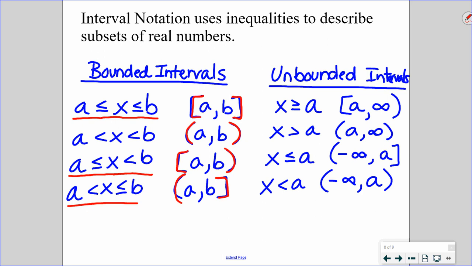You guys probably remember when you were graphing inequalities, like if I were graphing this first inequality on a number line, remember how you would use closed circles for less than or equal to? Same idea. Closed circles coincide with brackets. Open circles coincide with parentheses. All of these would kind of look like this. A and B.